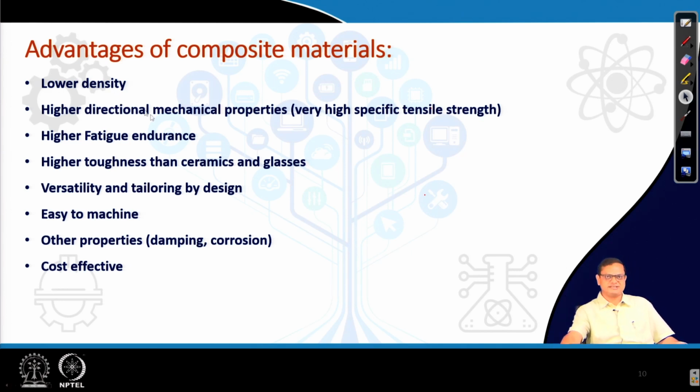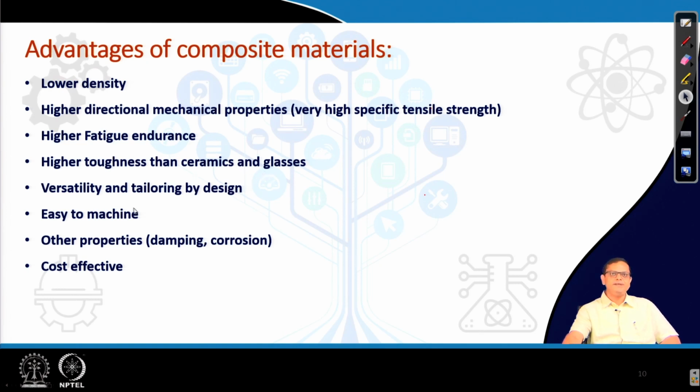specific strength increases. The same point here has been mentioned, higher directional mechanical properties. Based on how your fibers are aligned, we can achieve an enormous amount of strength in a particular direction. Obviously, fatigue endurance or fatigue properties get improved in certain cases, and when it comes to ceramic materials, if you reinforce them with certain reinforcement, then there will be improvement in toughness in ceramics and glasses.